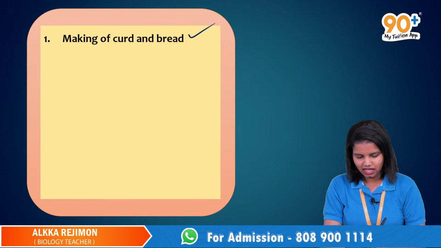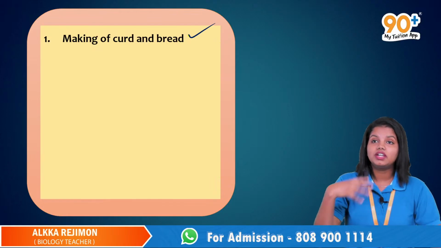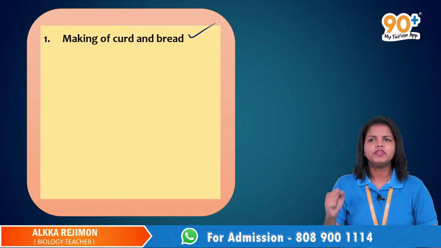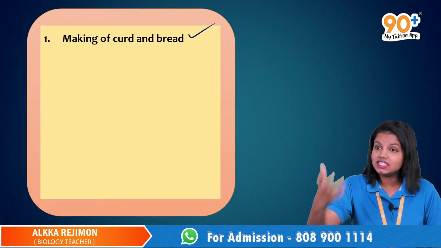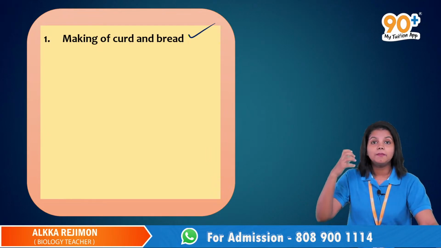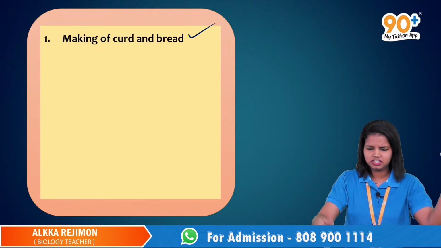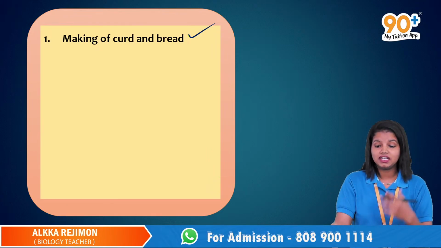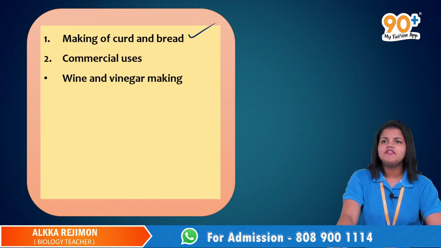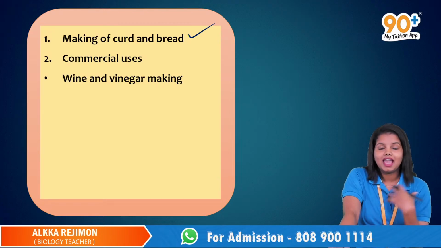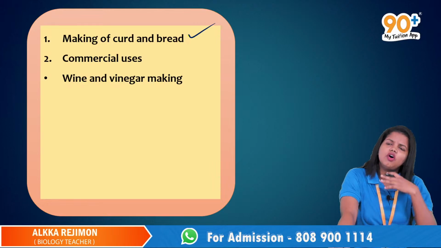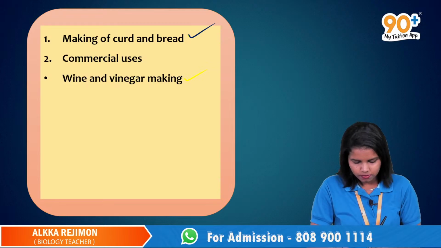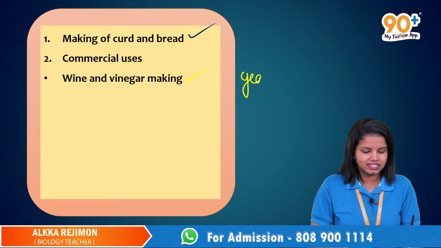Lactobacillus is the bacteria which helps in the formation or settling of curd. And yeast is a microorganism which helps in bread making. I hope you remember our animations. Yes, yeast takes part in bread making. Then there are several commercial uses: wine making, alcohol making, vinegar making. These are all possible with certain microbes. Which microbes? Do you remember? Yeah, the microbes are called yeast, right?